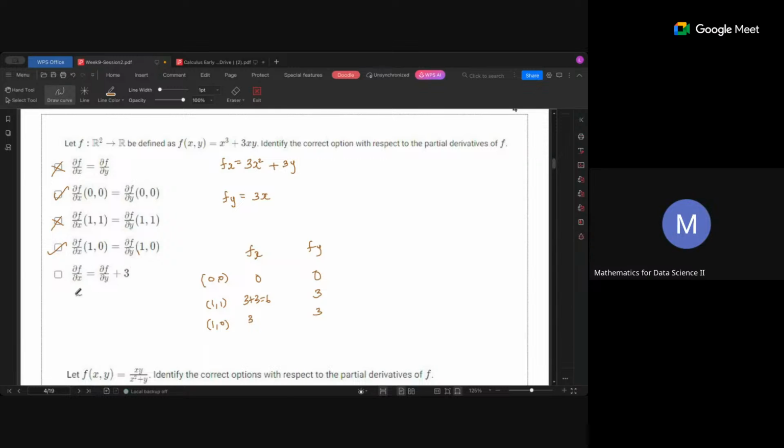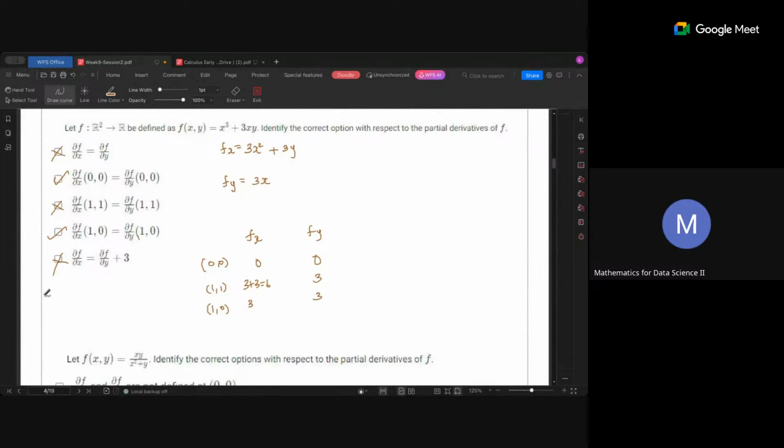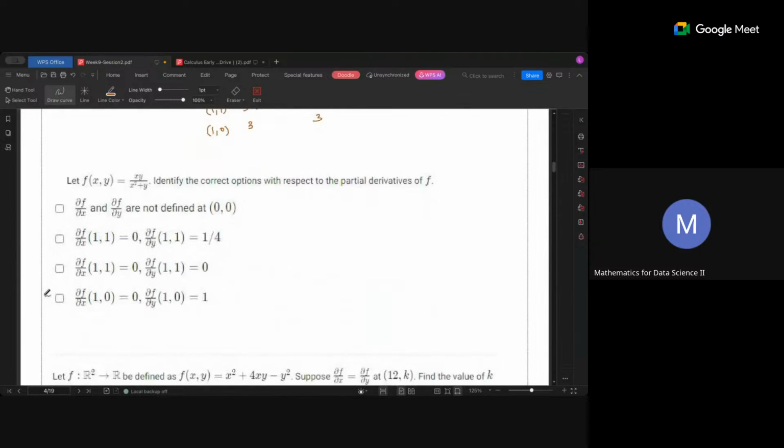Okay, so now what about the fifth option? Dou f by dou x is equal to dou f by dou y plus 3y. No, it is missing, ma'am, right? So still incorrect. Okay, fine. A similar question here. Let f of x comma y is equal to xy by x squared plus y. Identify the correct options. So what is dou f by dou x?